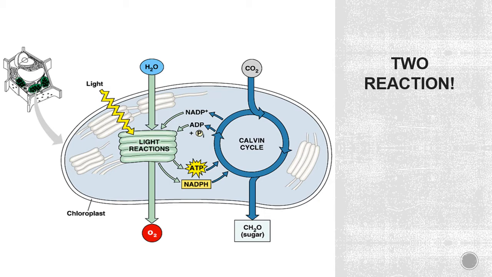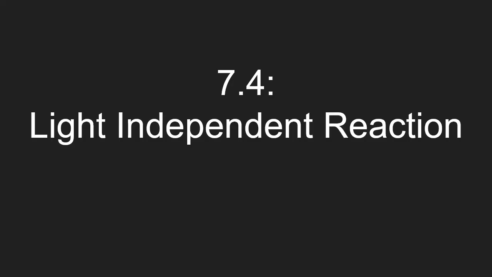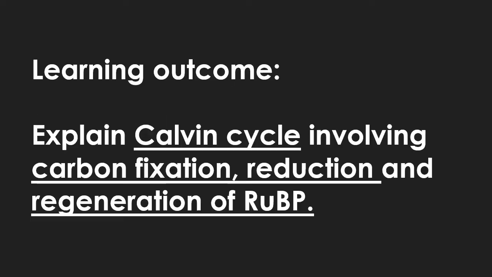The light-independent reaction occurs in the stroma of the chloroplast. This reaction does not need light energy to happen, and it involves a carbon fixation process where inorganic carbon, here carbon dioxide, is converted into an organic compound, that is sugar. The light-independent reaction, also known as the Calvin cycle, involves three phases: carbon fixation, reduction, and finally the regeneration of RuBP.